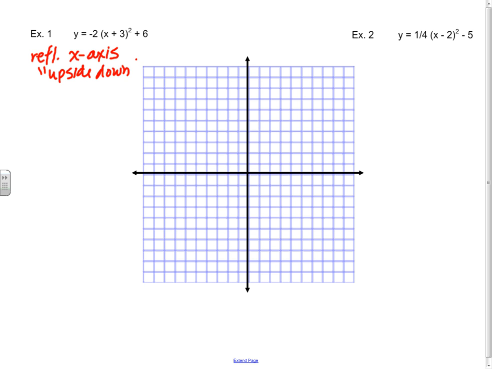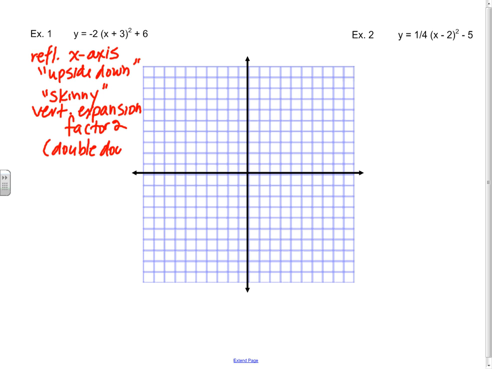The 2 tells us that it's skinny. It's a vertical stretch. Sorry, a vertical expansion. It's a better word. Factor 2. That means all of my step pattern verticals, or my ups, in this case downs, would be doubled. Double down KFC. All right, so that takes care of the negative 2.